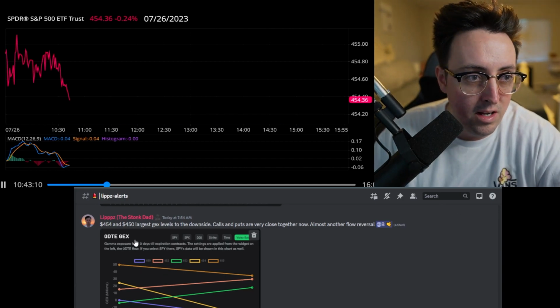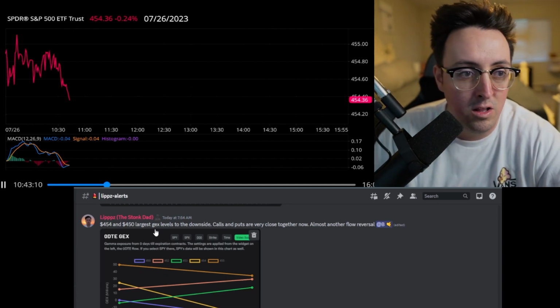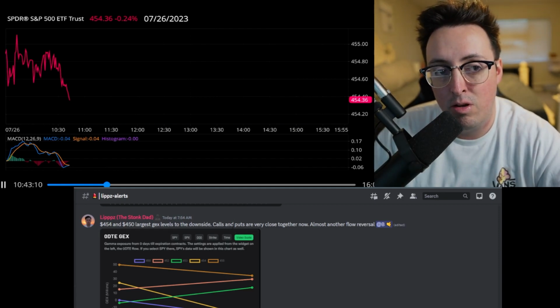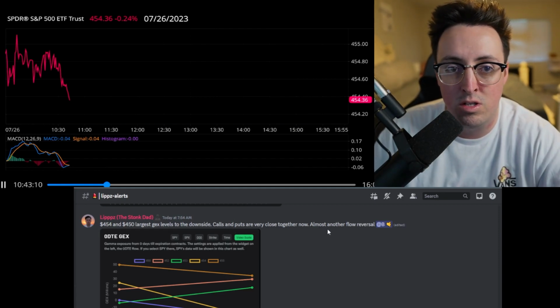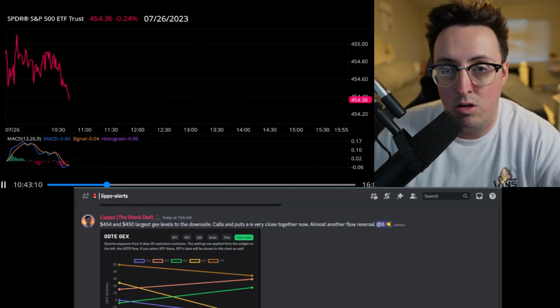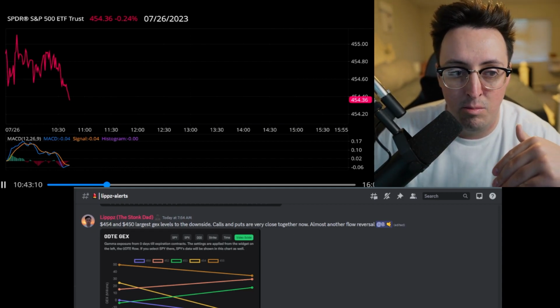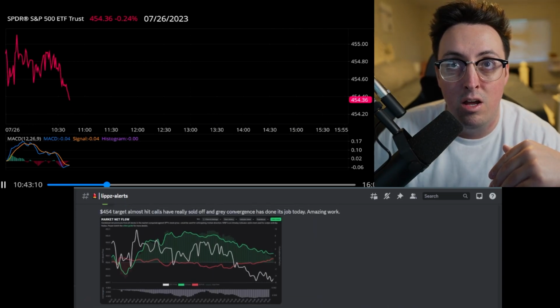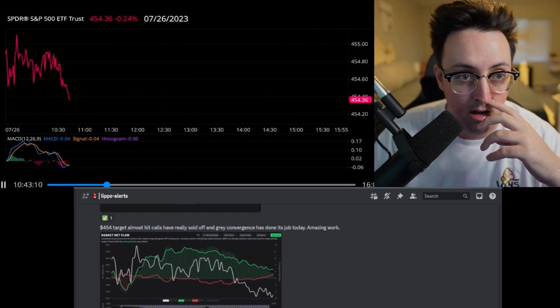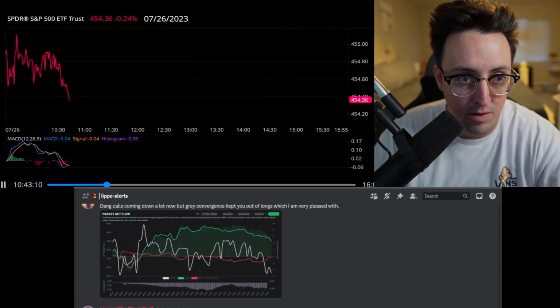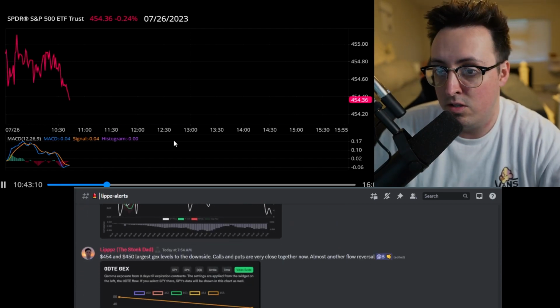Now, what I put here is 454 is the largest gamma exposure level to the downside. And then I put calls and puts are very close together, almost another reversal in flow. So calls were above, and then during that time, you can see down a little bit lower, how calls started to sell off quite a bit around that time. So let's move on here.